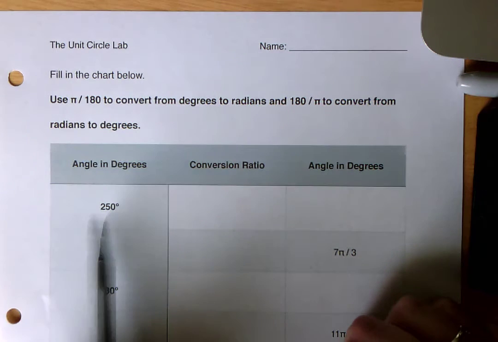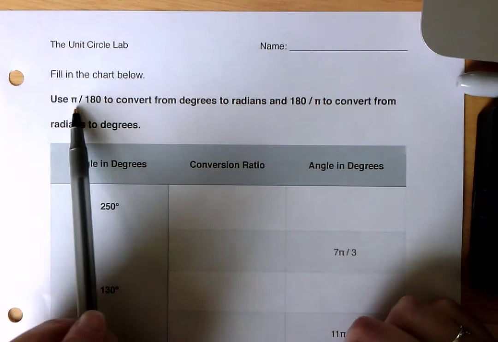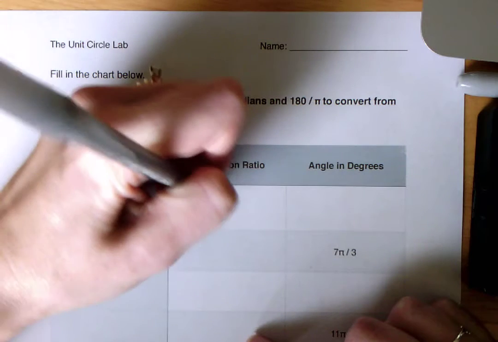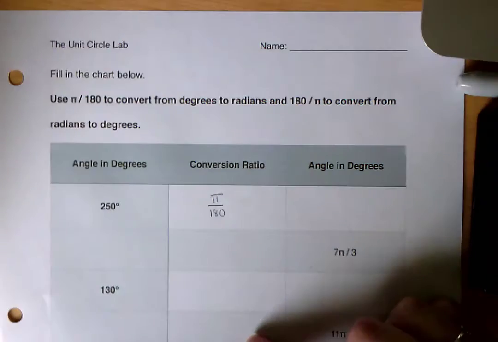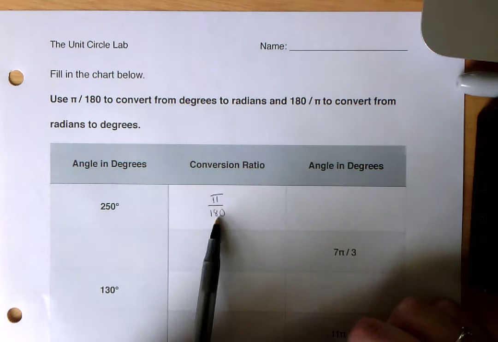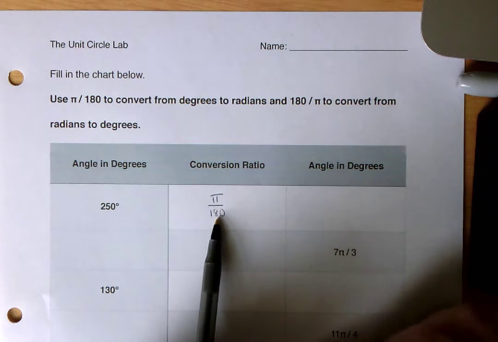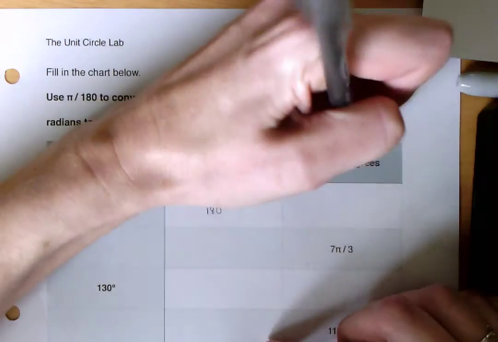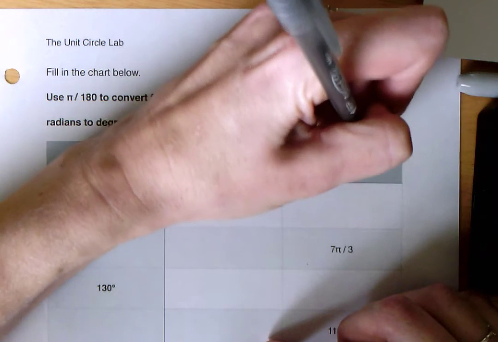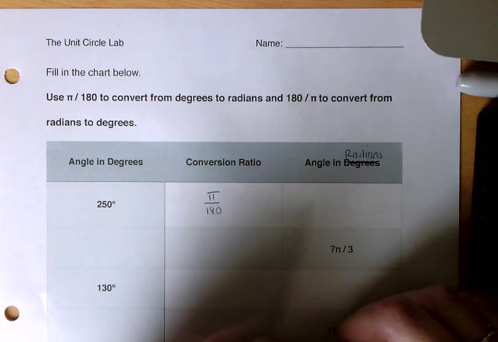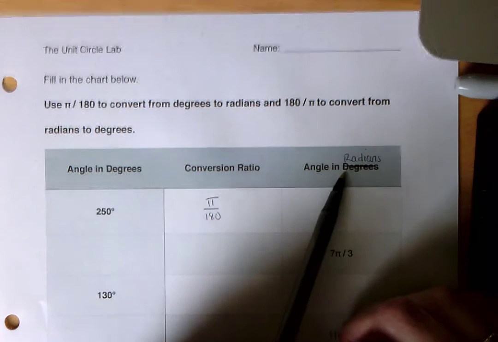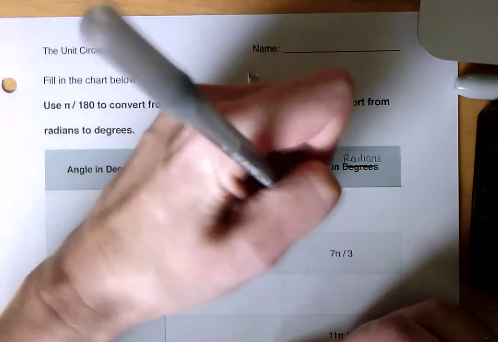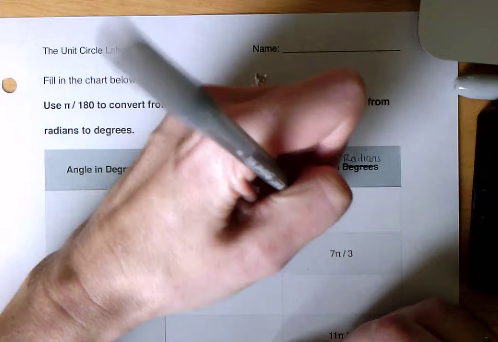So if I'm going from degrees to radians, remember it said to use pi over 180. That's my conversion ratio. So I'm multiplying 250 by pi over 180. That's what I'm doing. So this should be angle in radians. Then we've got degrees over here, we'll have radians over here. So for our angle in radians, it'll be 250 over 1 times pi over 180.